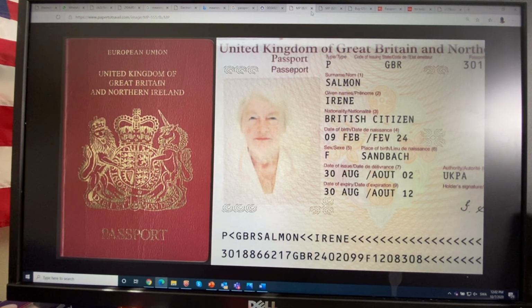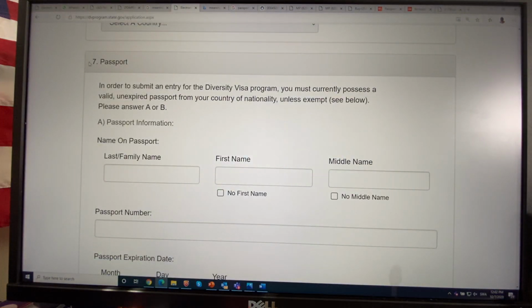Passport requirement in the diversity visa lottery application. If you go to the diversity visa lottery form, which is here, question number 7 is the new requirement, which requires you to have a passport.